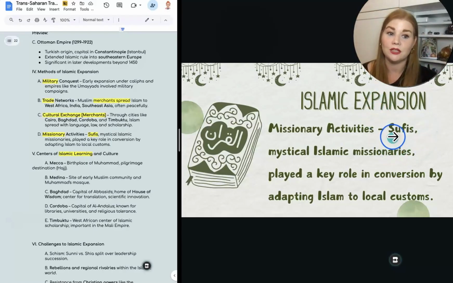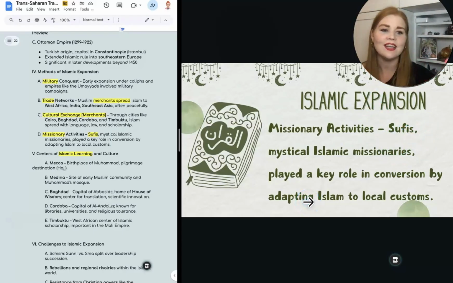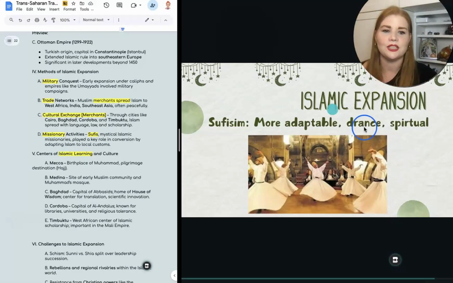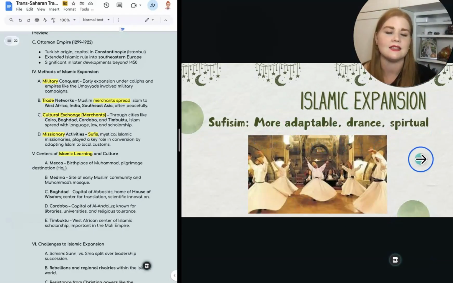One of the big groups of missionaries are called Sufis, and these are mystical Islamic missionaries. It is more of this kind of, there's dance and music and really flavorful, and all of these things that people really latch onto. It's also really accepting of other ideas and allowing other people's ideas to come in and combine with the ideas of Islam. So you can see here, it's more adaptable. There was dance, it's spiritual.